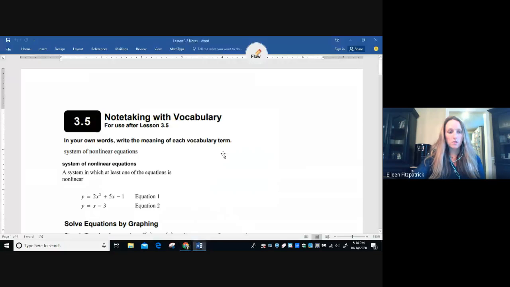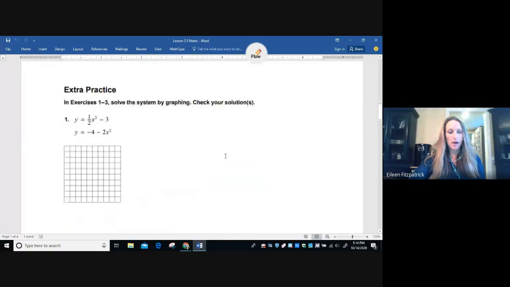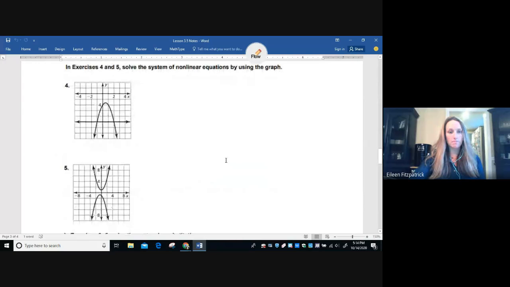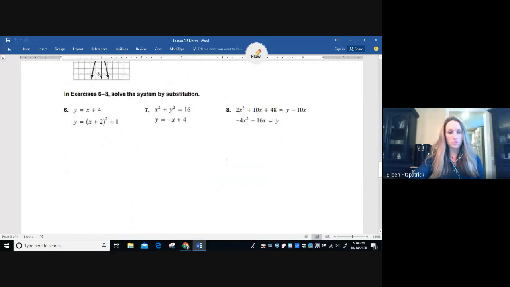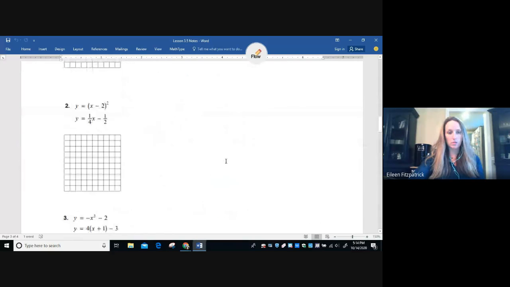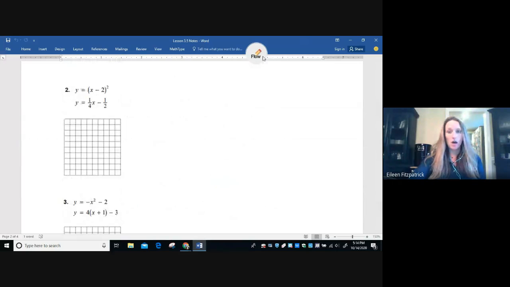Okay, so if you remember, we were talking about nonlinear systems, all right? And we did some solving by graphing. We did some solving by substitution, and then elimination. So we're just going to do a little bit more of each of those examples and then one word problem. I think I'm doing the evens tonight. So the first one, solve by graphing.